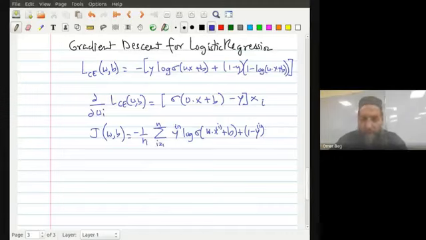I messed it up the last time as well. Okay, so this again is 1 minus the log of the sigmoid. Let me write it down in the next line. So this is the log of 1 minus the sigmoid of w x of i plus b.